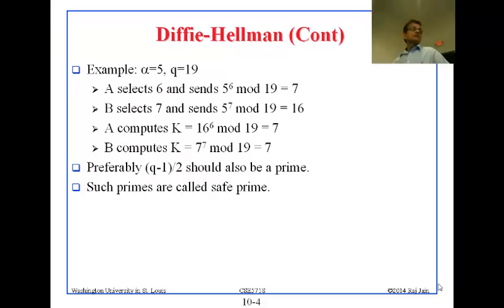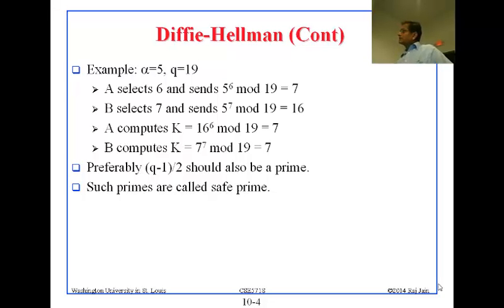Any question? No. Okay. It sends that. Now B randomly selects 7 as its number XB, and then it sends alpha raised to XB mod 19, which is 16. It sends 16 on the channel. So on the public channel, you have 5, 19, 7, and 16.